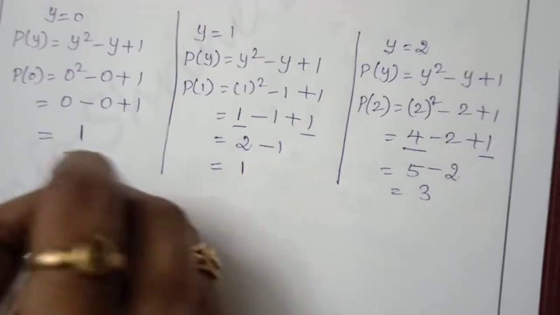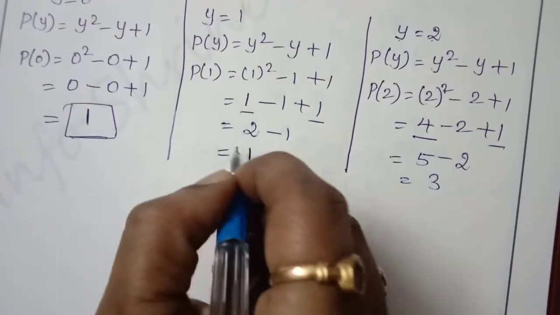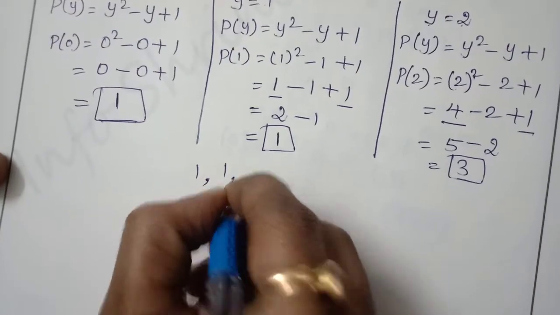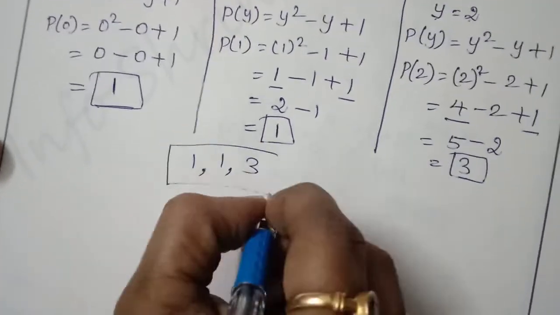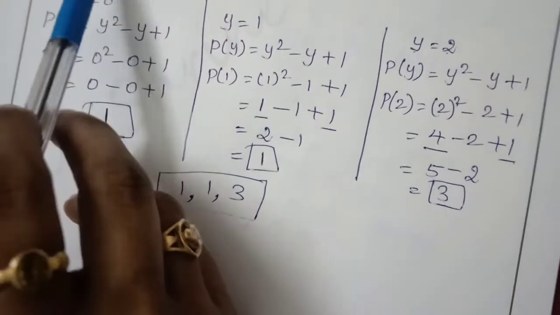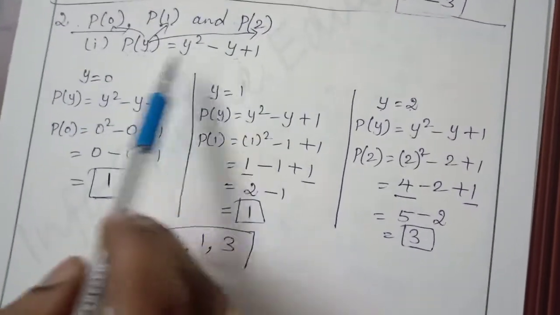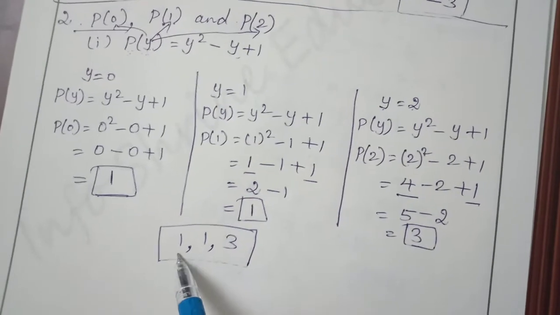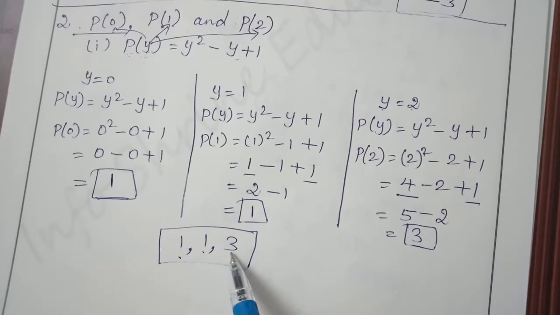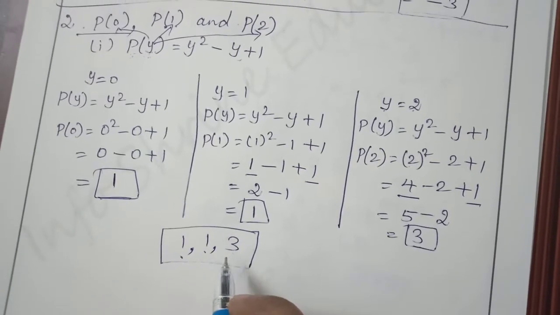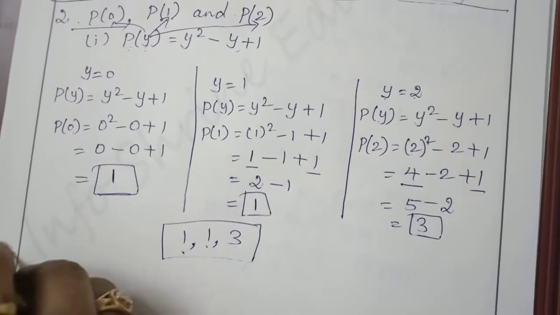Therefore the answer is 1, 1, 3. This is the answer. See, we have been asked P of 0, P of 1, P of 2 for this equation. So for this equation, P of 0 is 1, P of 1 is 1 and P of 2 is 3. So the answer is 1, 1, 3. Now let us do the second one.